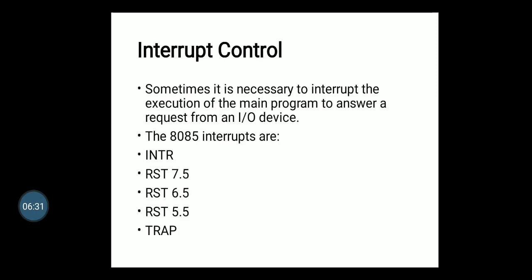Next one is the interrupt control. Sometimes it is necessary to interrupt the execution of the main program to answer a request from an IO device. The interrupts are RST 7.5, RST 6.5, RST 5.5 and TRAP.